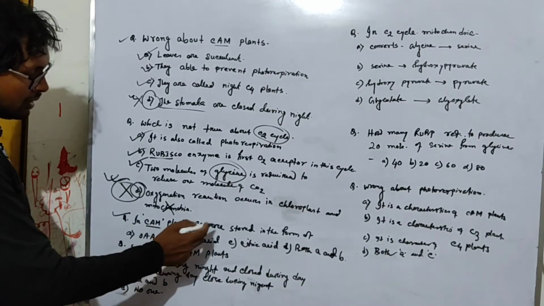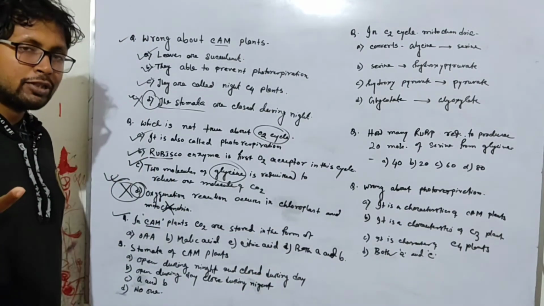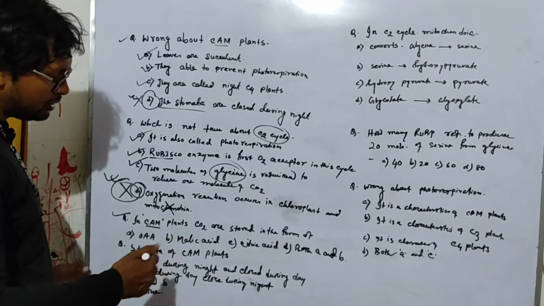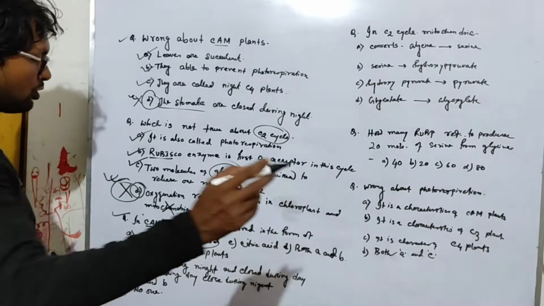In CAM plants, carbon dioxide is stored in the form of what? In CAM plants, carbon dioxide is stored in the form of an organic acid, which is malic acid. So the answer is malic acid, not oxaloacetic acid or citric acid or both.